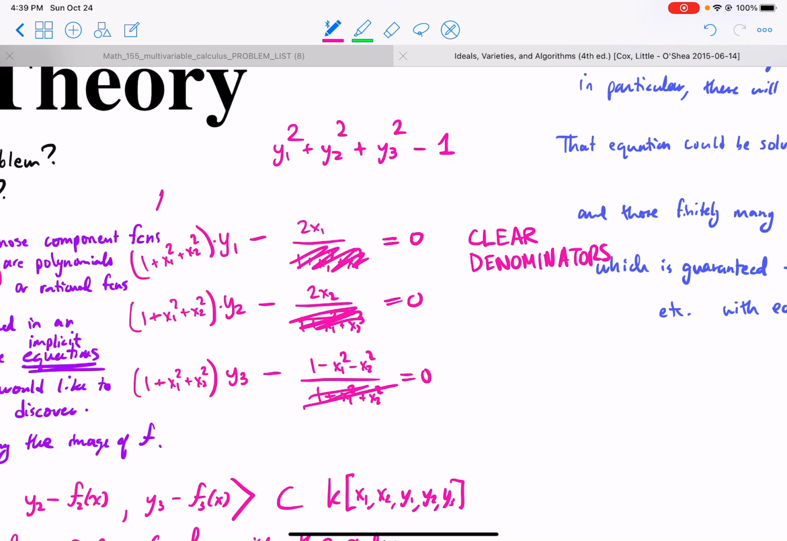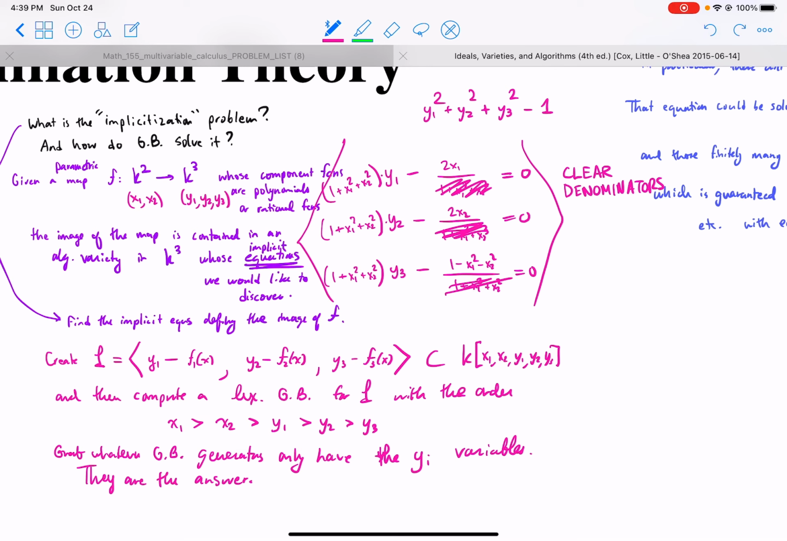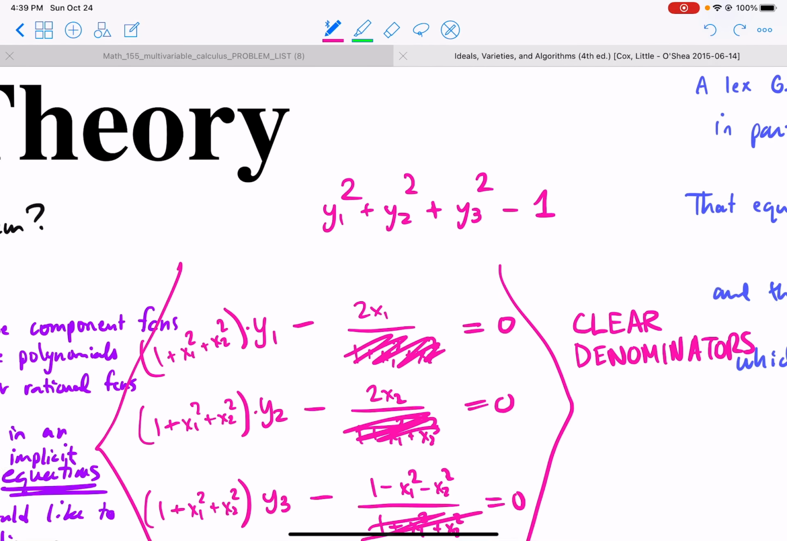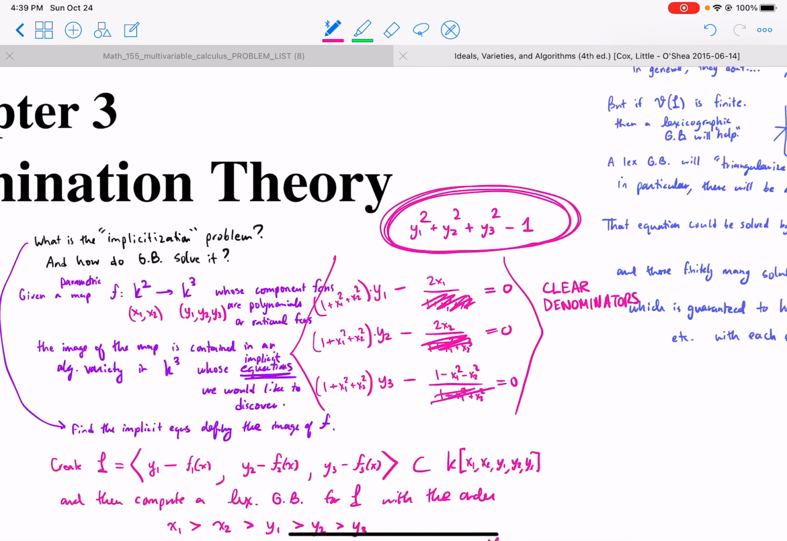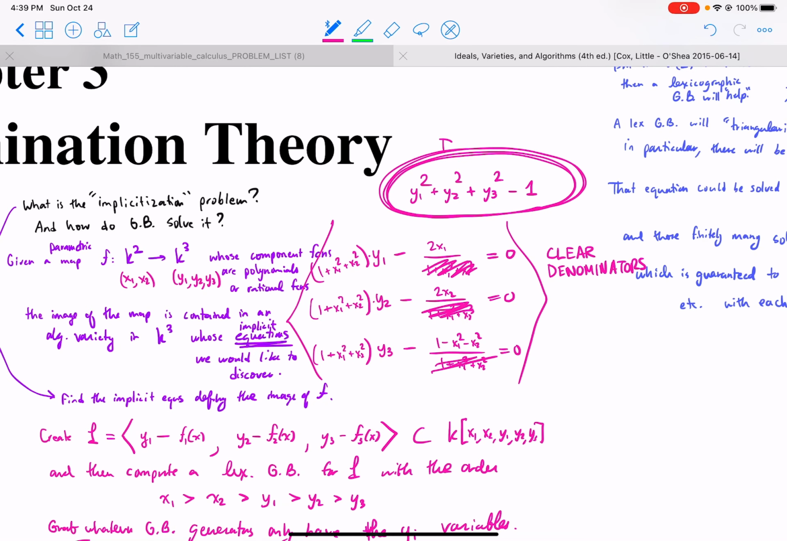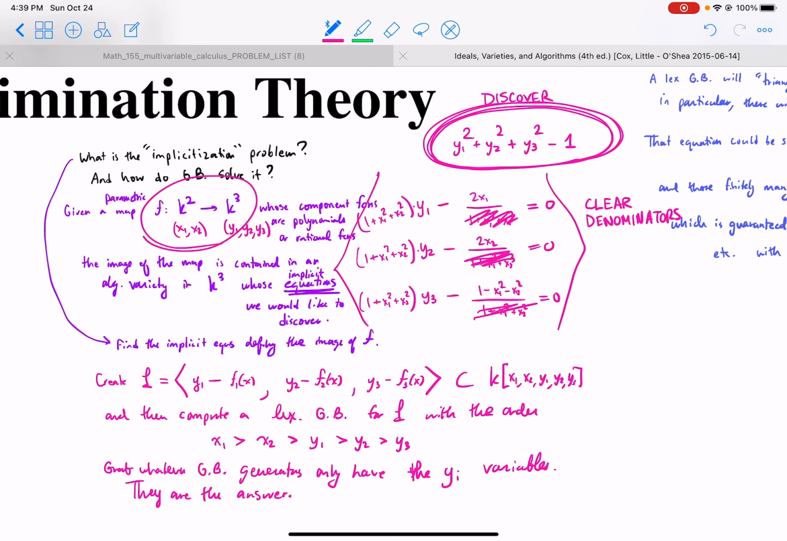And now we can generate the ideal and compute a Gröbner basis with respect to this order. That Gröbner basis will have exactly one element in this case, because there's only one defining equation. And that one element that has no x's in it will be this implicit equation. So we could discover this equation. Okay. And it should be clear this doesn't just work for 2 input variables and 3 output variables. It works for any number and for any rational function, because you just clear denominators.